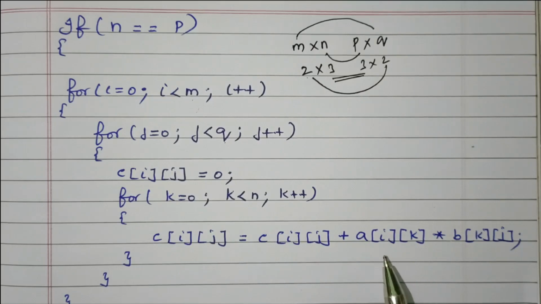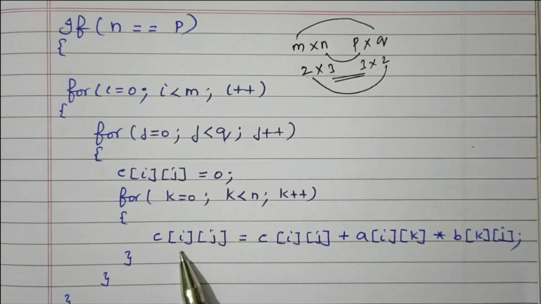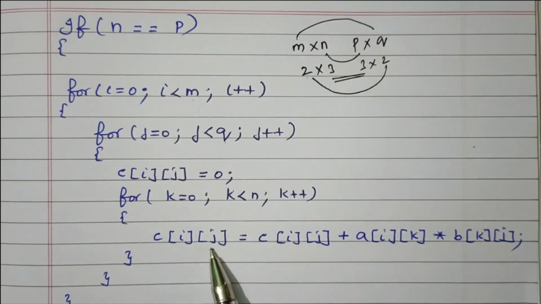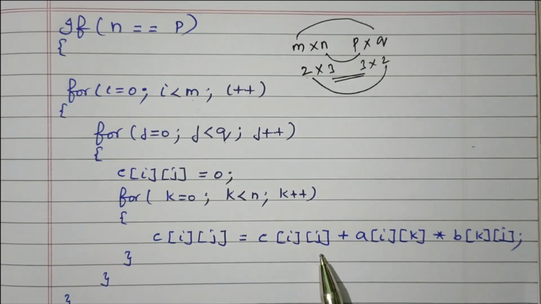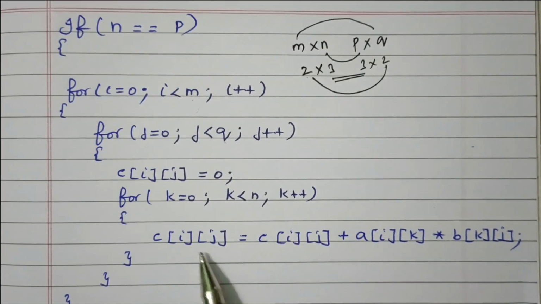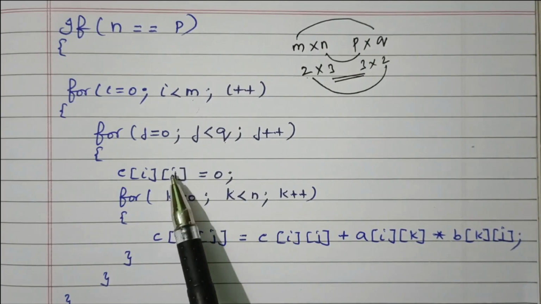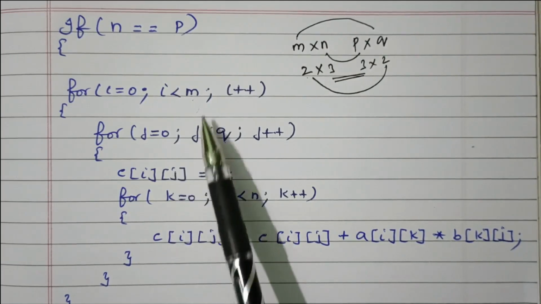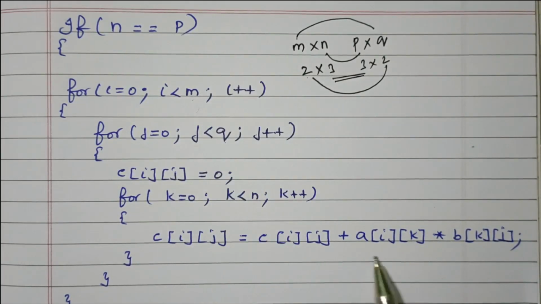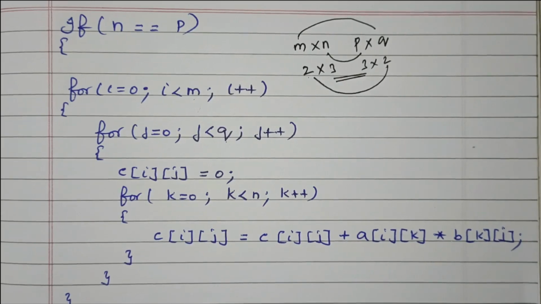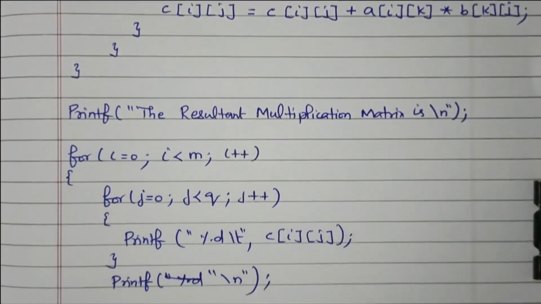But in our example we need to do the multiplication 3 times. One by one it will multiply and store in the corresponding C, right? The first element is C of 0, 0. Then it will multiply, then it will go to 0, 1, 0, 2, and like that it will vary. So after completing this loop, the elements are multiplied. Now we can display the resultant matrix.